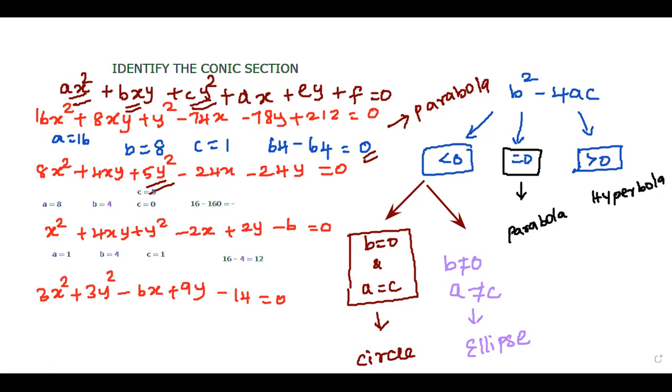And then the last one, A is equal to 3, B is equal to 0, and C is equal to 3. And A and C are equal. Here you can see that the answer will be negative, and B is equal to 0, and A equals C. So it's a circle. Exactly. Good, very good.